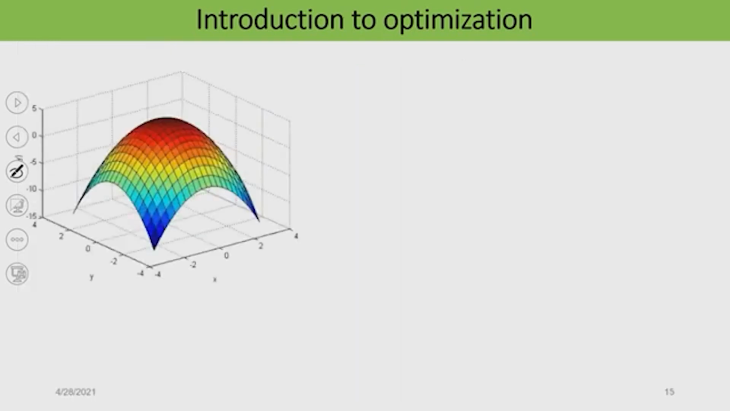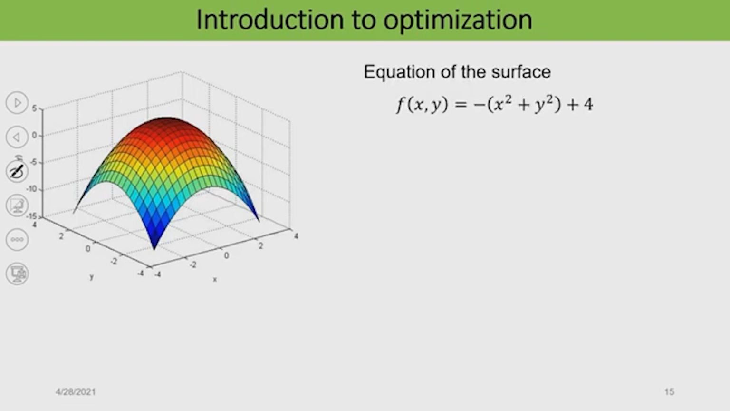Now, if I take a two-variable problem, suppose the function is minus x square minus y square plus 4. I would like to find the maxima of this function, which is somewhere here. What I will do is take the partial derivative with respect to x and the partial derivative with respect to y, equate them to 0, and solve. Then I will get the optimal value, or the maximum point, of this particular function.